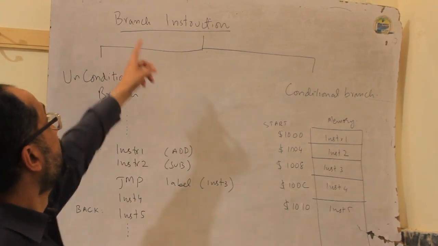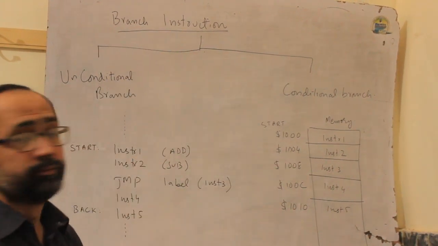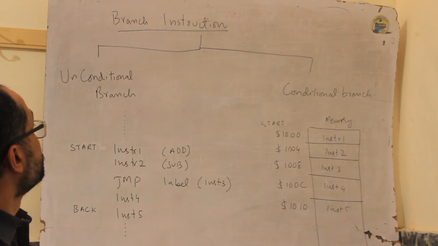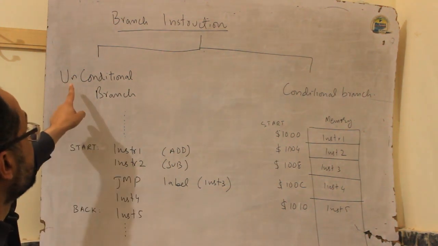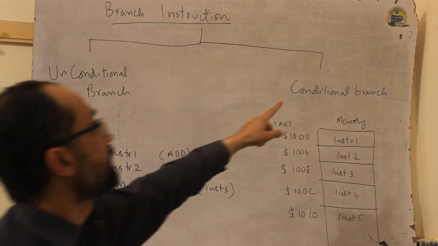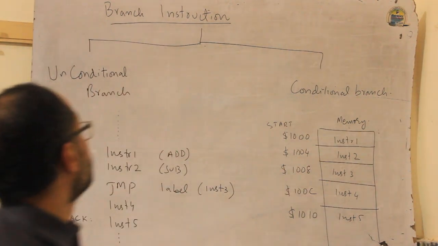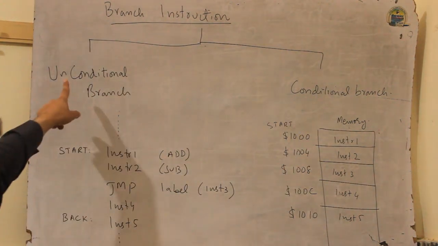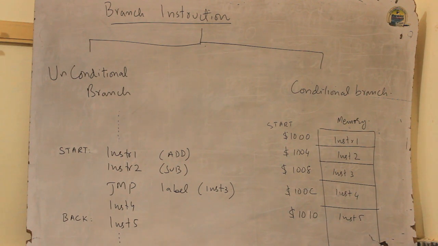We will study initially the branch instructions. There are two types of branch instruction. The first one is unconditional branch instruction and the second one is conditional branch instruction. So first we will study an unconditional branch instruction.